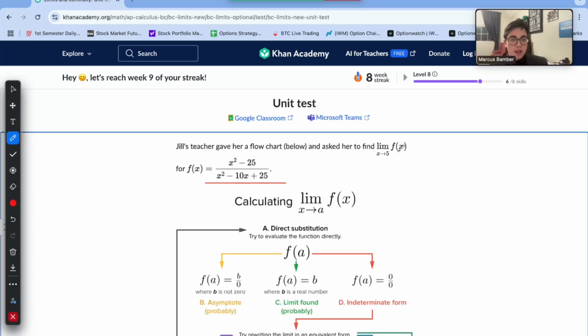Into the numerator, we get 25 minus 25, which is 0. Into our denominator, we get 25 minus 50 plus 25, which is also 0. We're left with 0 over 0, which is indeterminate form. So we did direct substitution, and we're left with indeterminate form.